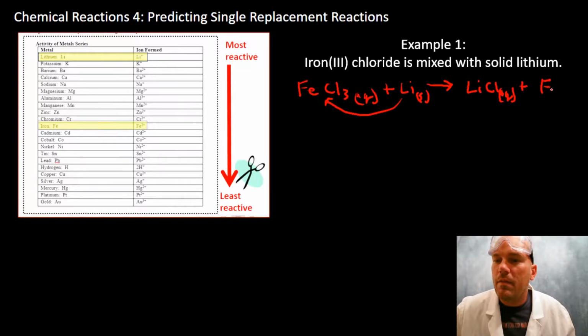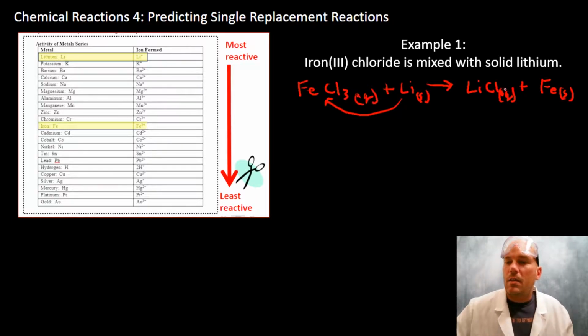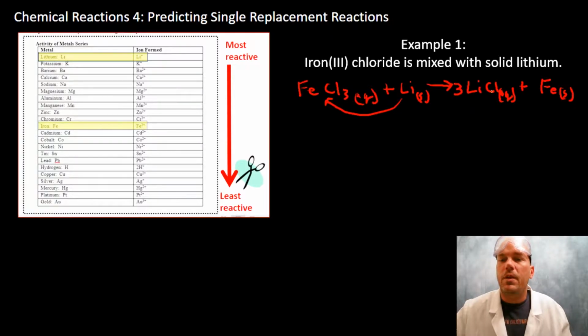And now we have solid iron. Okay, now let's go ahead and balance this. 3 chlorines here, 1 here. So we'll put a coefficient of 3 in front of lithium chloride. That'll give me 3 lithiums, so I'll put a coefficient of 3 in front of lithium, and we are all balanced here.